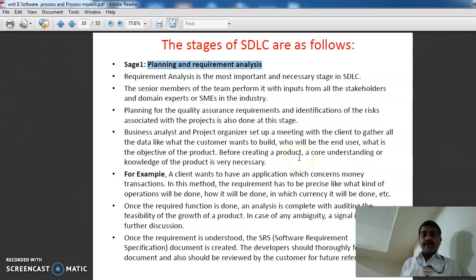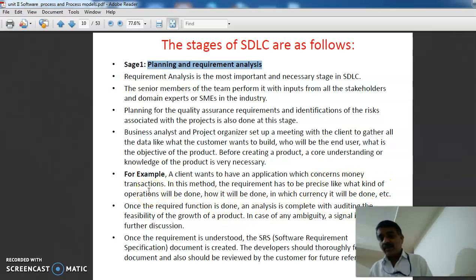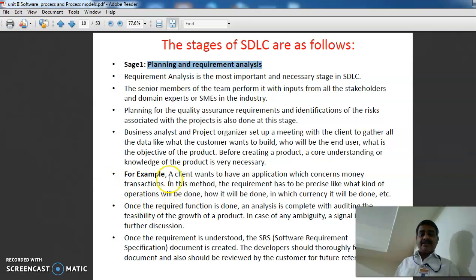Before creating a product, our core understanding or knowledge of the product is very necessary. So this is nothing but the software team and customer meeting, important things. For example, a client wants an application which is concerned with money transactions. Suppose the client wants to develop money transaction software, then all the things related to money transactions are discussed in the planning and requirement analysis stage.